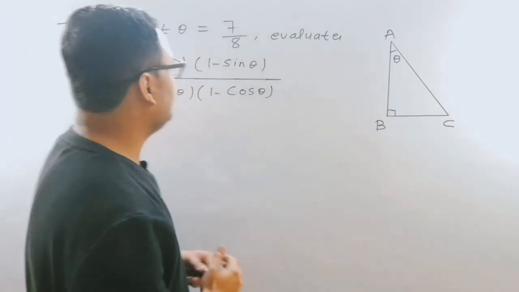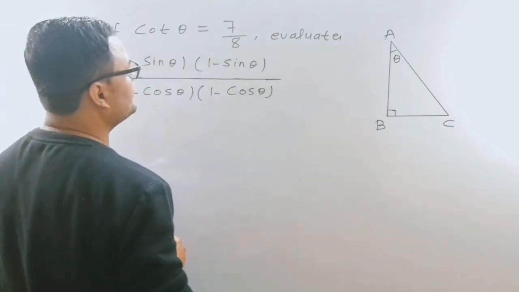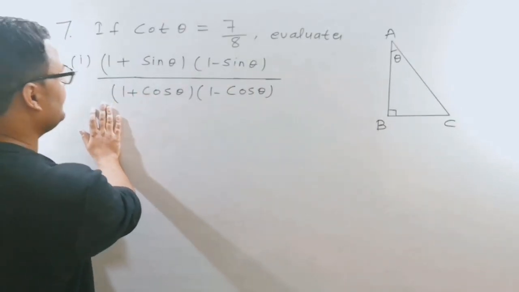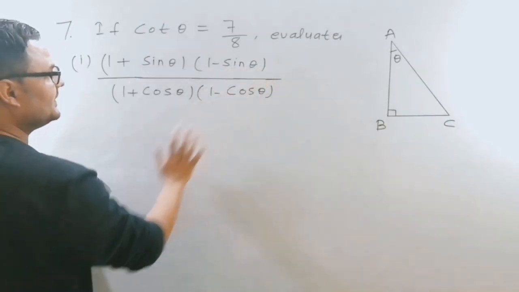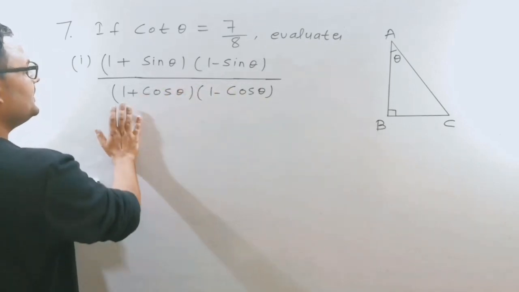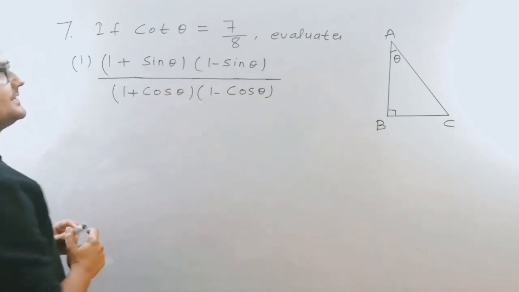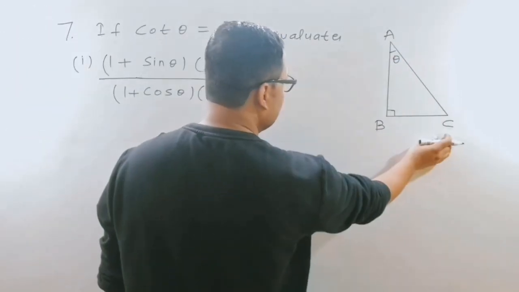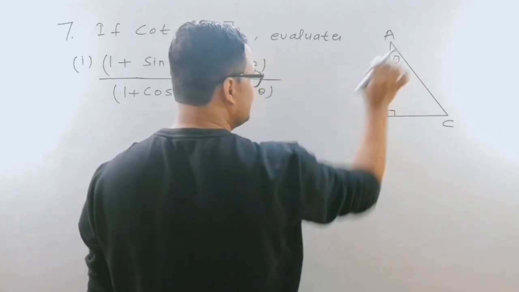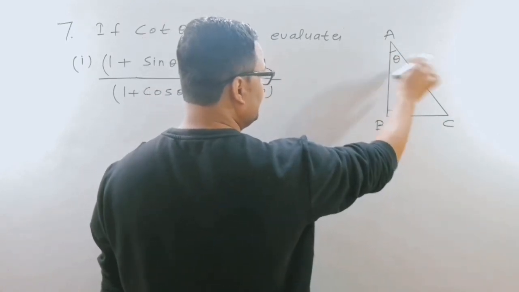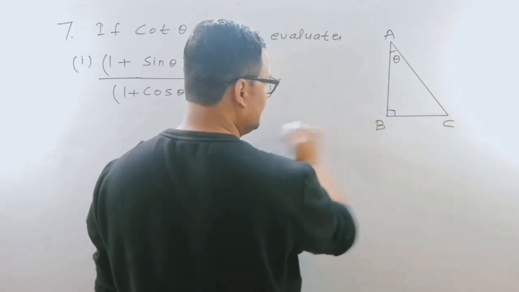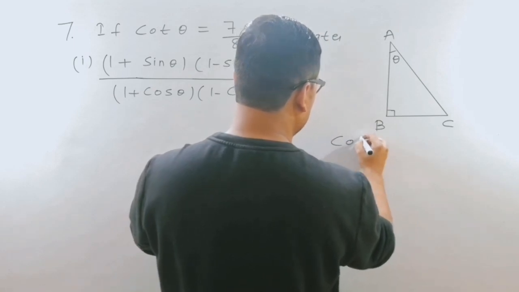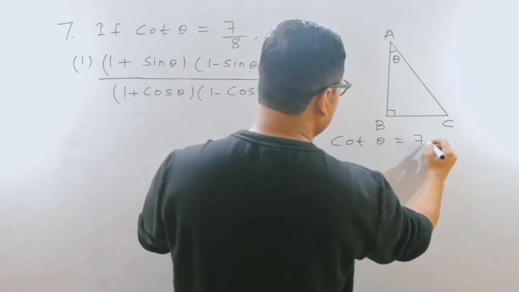Now question 7: if cot theta equals 7 by 8, then evaluate. We have two parts. First, we have to find (1 plus sin theta)(1 minus sin theta) divided by (1 plus cos theta)(1 minus cos theta). What is given? Cot theta equal to 7 by 8. In the triangle ABC, right angle at B, if this angle is theta, theta can come here, but theta cannot come there.